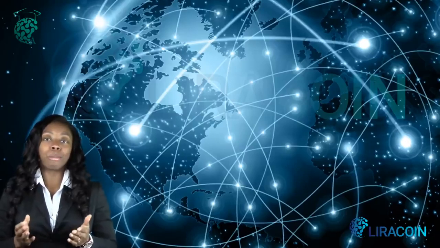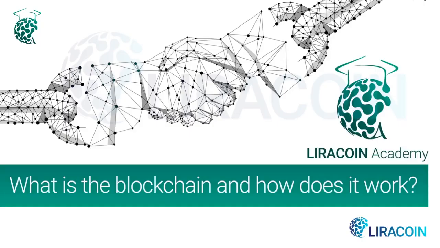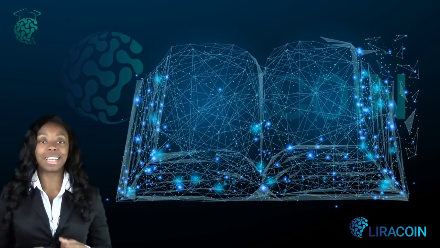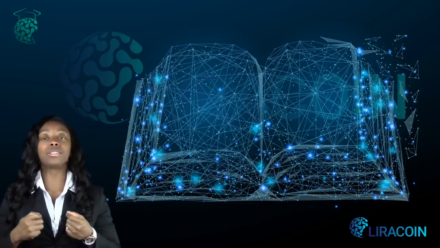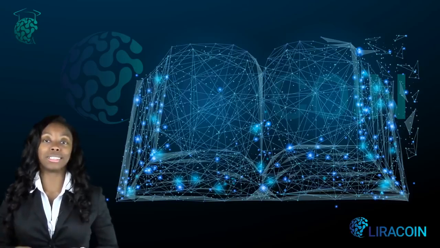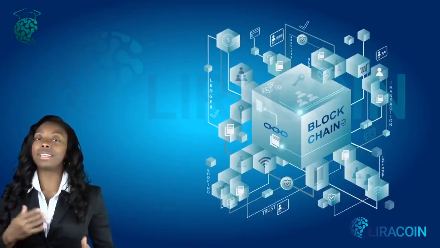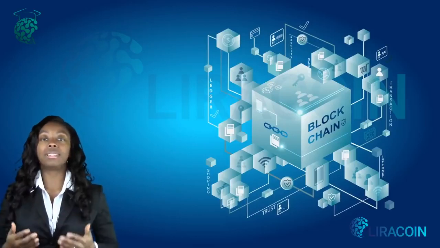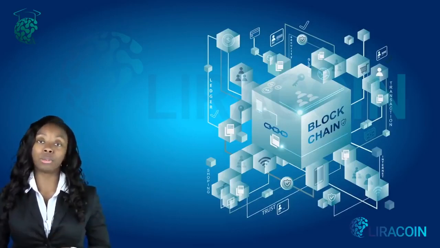Today we are going to talk about what is the blockchain and how does it work. The blockchain is a ledger with which users enter data and other resources such as cryptocurrencies. Blockchain means a chain of blocks where each block contains the recording of any data transmission.